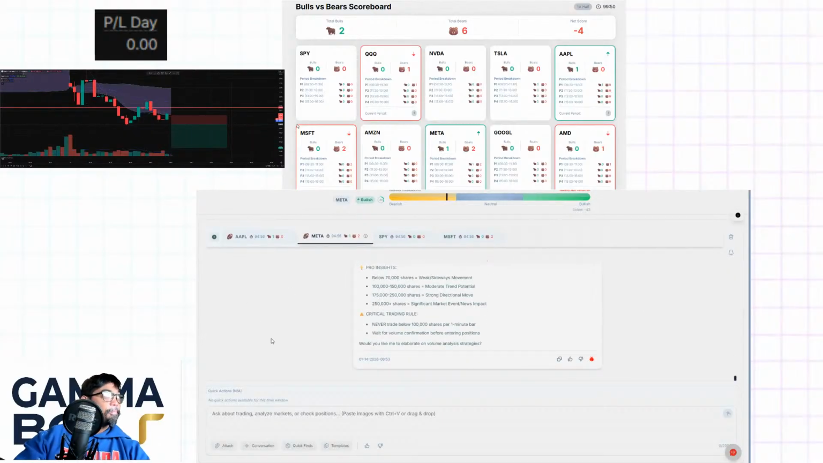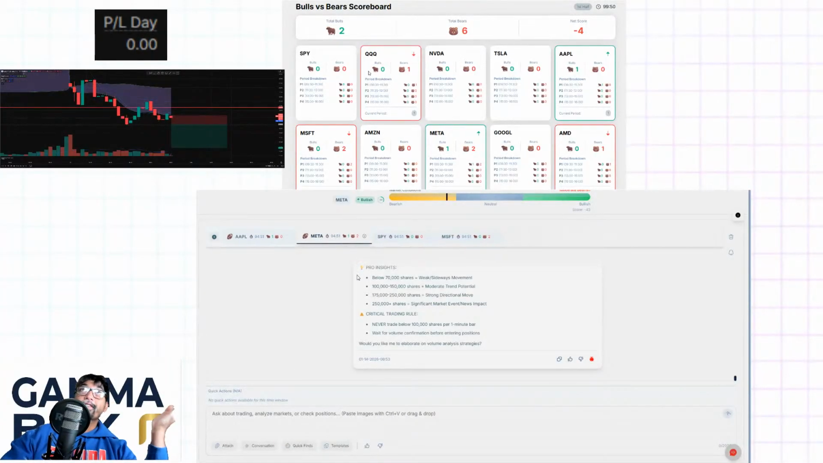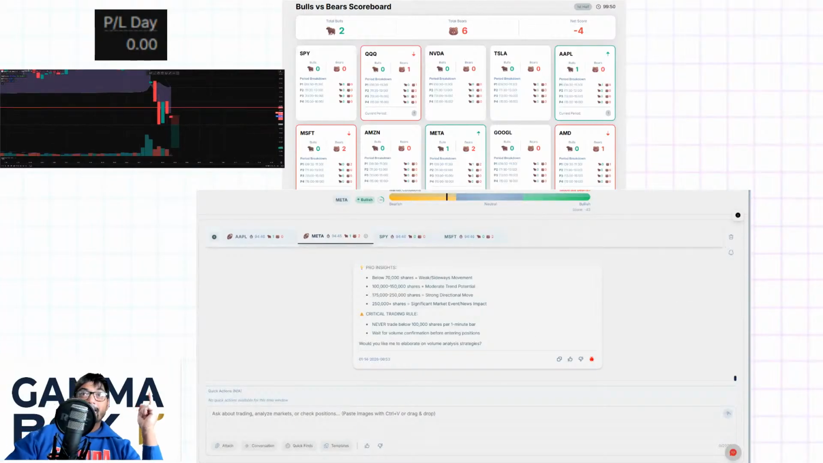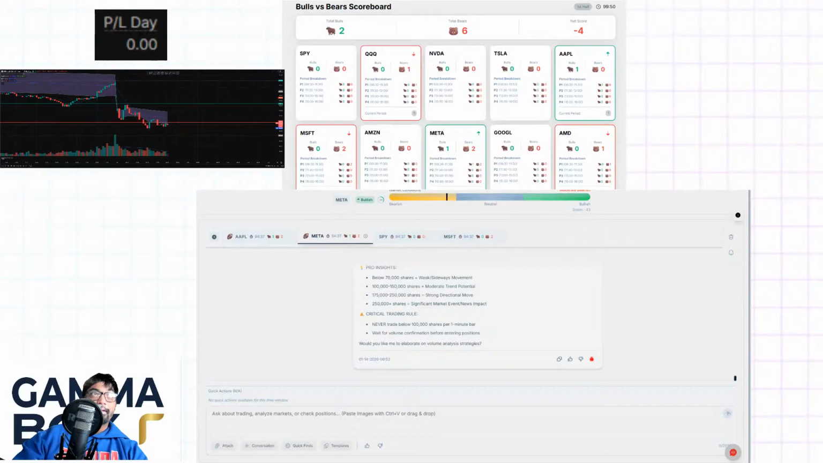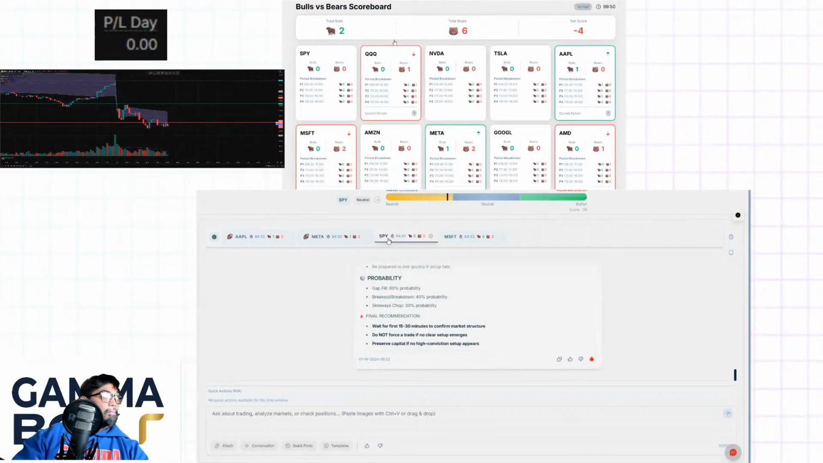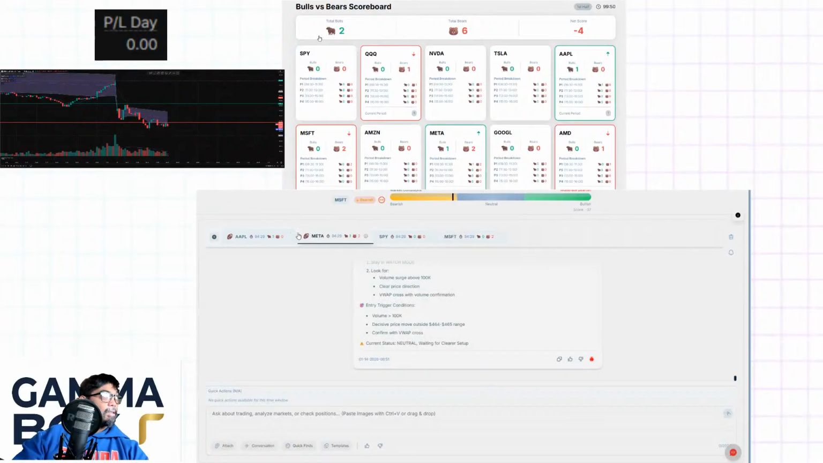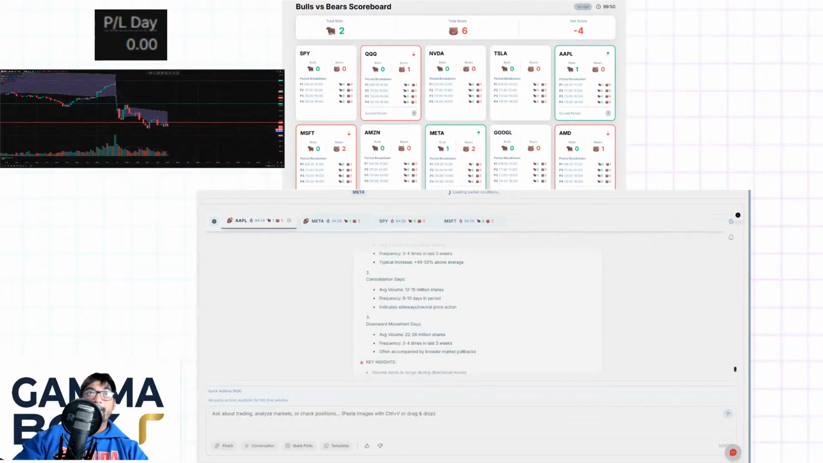So I would stay out until we can get confirmation of that volume picking up. As you can see right now, the bulls just scored, meaning there's a 5-minute candlestick that confirms. So yeah, I'm going to stay out of that one for right now. Pretty much neutral on SPY. There's nothing happening there. Apple.